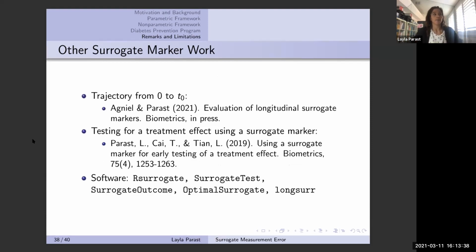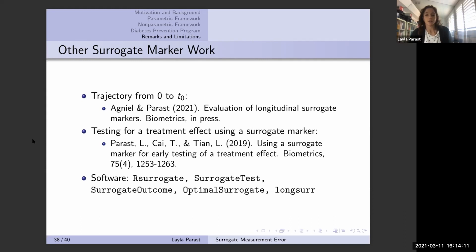You also might have a case where you want to know the proportion of treatment effect that's explained by a longitudinal surrogate marker. Also in the diabetes example, we don't just have fasting plasma glucose or hemoglobin A1C at one time point. We have it every 6 months. So really, you might want to see if the proportion explained by that trajectory is more than just what's explained at a particular time point.